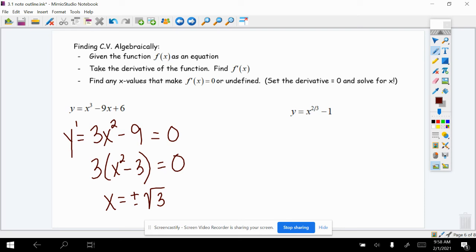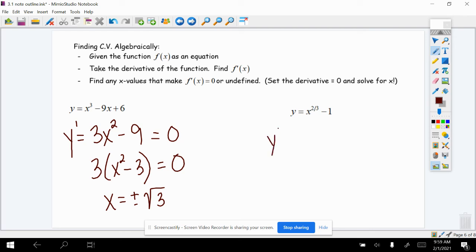Critical values don't have to occur at whole numbers. They don't have to occur at like 3 or 5 or 7. They can occur at decimal values. In this case, you end up with like a positive square root of 3 and negative square root of 3. They can show up at fractional values, and positive and negative, obviously.